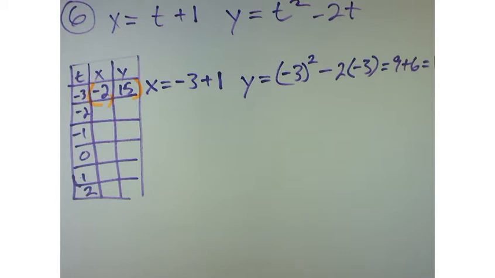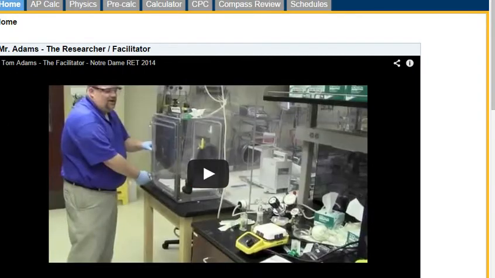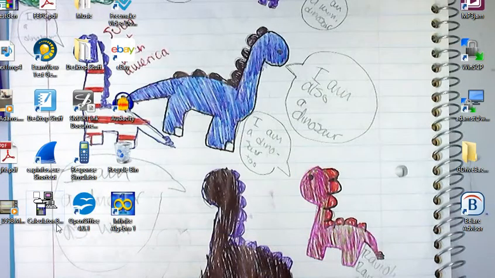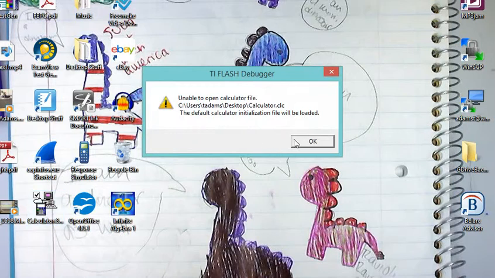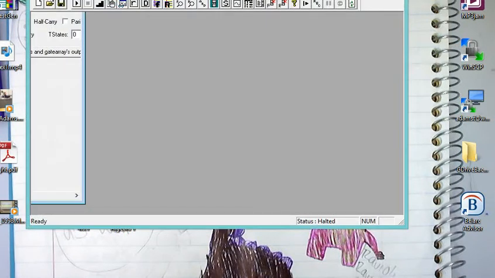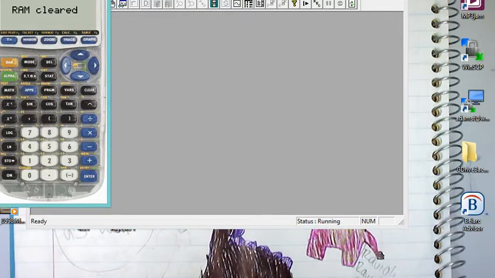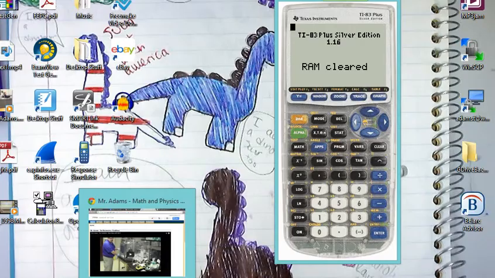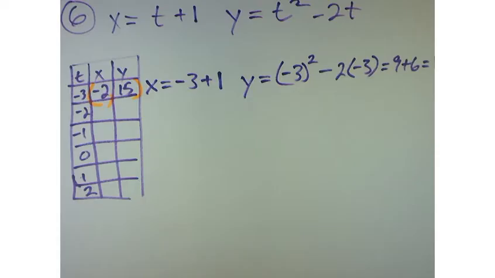Now for time's sake, what I'd like to do is let my calculator do all the work. So let me fire up the old handy dandy calculator. Alright, so my calculator will do all this for me. So let me do it one more time and then we'll let the calculator do the rest.